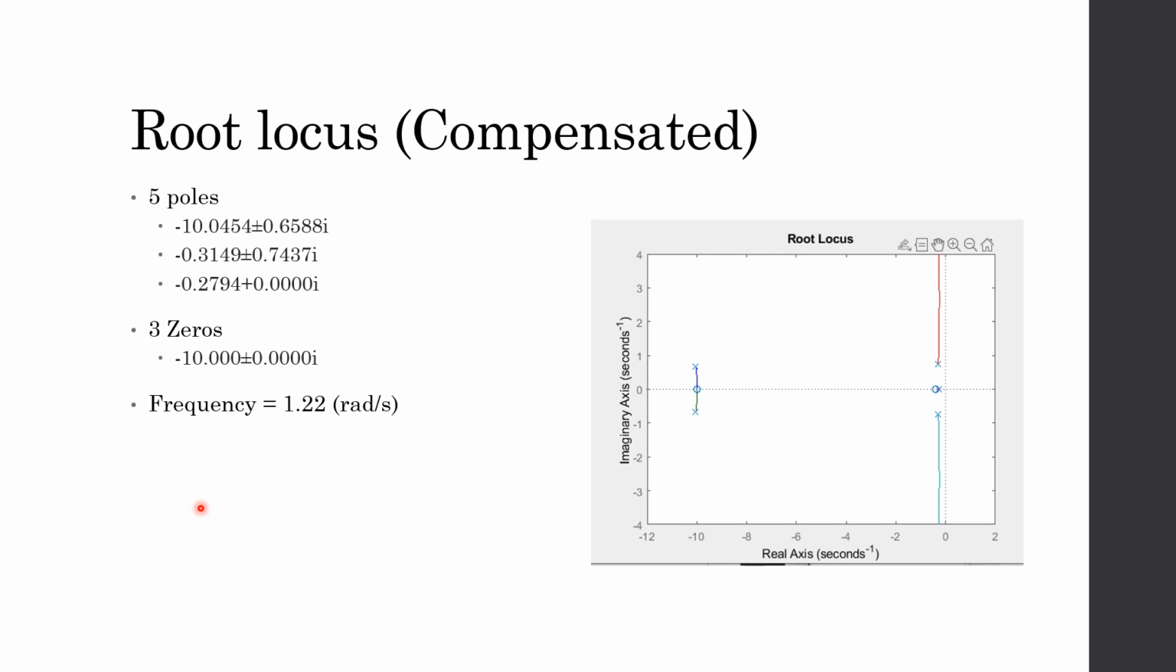And now we have the root locus of the PID controller, which looks almost the same, but then you see this extra pole and 0 here by the origin. We have 5 poles, 3 zeros compared to the 4 and 2. We have these 2, then this other 2, and then the third one, or the 5th one here. And this had a frequency of 1.22 radians per second.